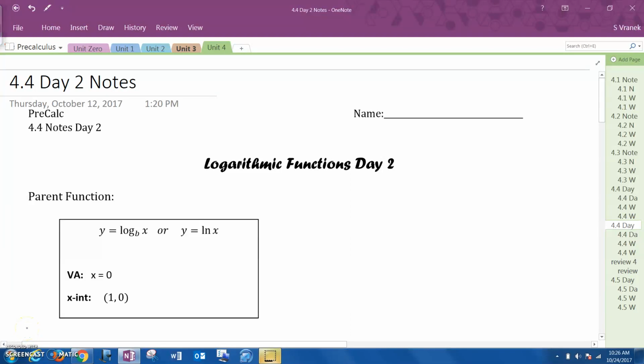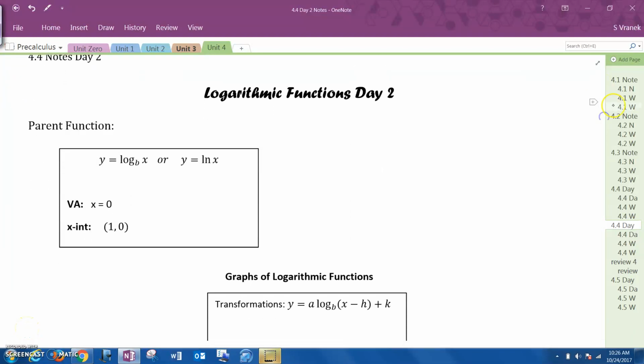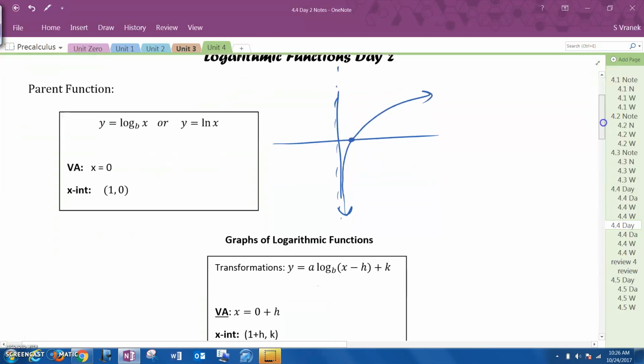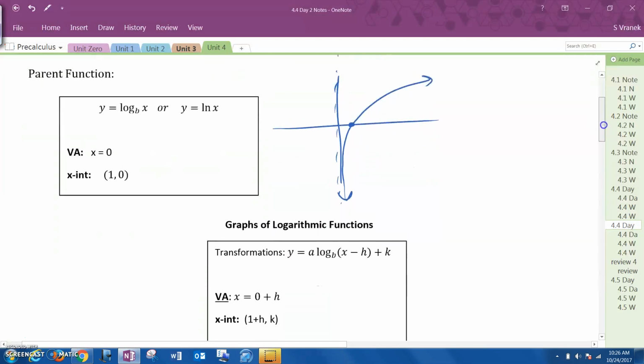Alright class, today we're just going to move around the log function, the graph of a log function. If you remember correctly, the parent function of a log goes through the point (1, 0), has a vertical asymptote at x equals 0, starts down there, goes through that point, and kind of goes up. Now you can use this for all bases. We're going to just care about that one point and the vertical asymptote.